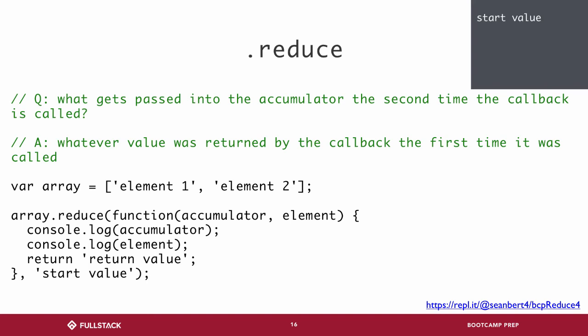What happens to the accumulator after each iteration is that the return value of the previous iteration is the new accumulator. So because in this case it returns a string, the next iteration's accumulator will be that string. That's important to note, because if you're returning something static, you're never accumulating.